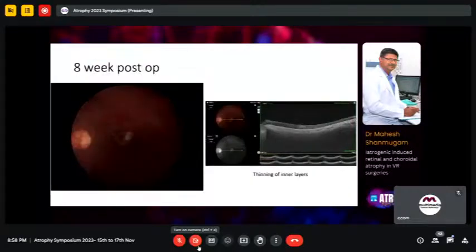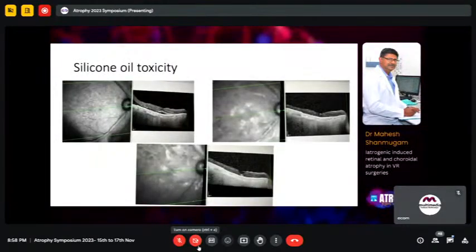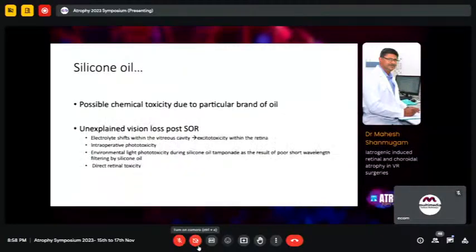In the follow-up period, though the hemorrhages have resolved, we do see that there is some amount of retinal atrophy and thinning of the inner layers of the retina. Some of these patients do have poor visual recovery, as in this example, where we see extensive RPE atrophy and retinal layer disorganization after silicone oil injection. The reason for inflammation and atrophy of the retina could be silicone oil toxicity, chemical toxicity due to a particular brand of oil, and case reports of such do exist in the literature.